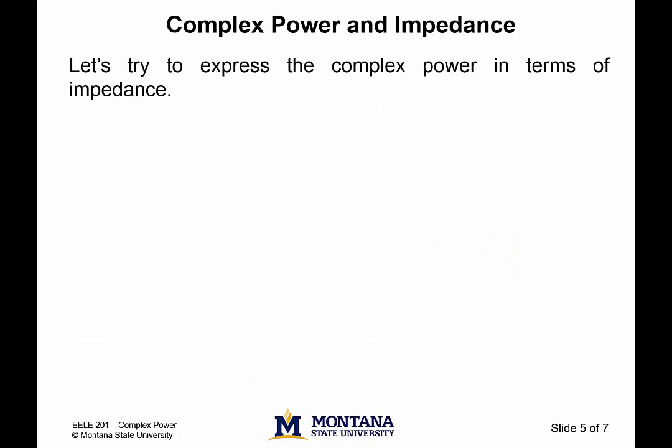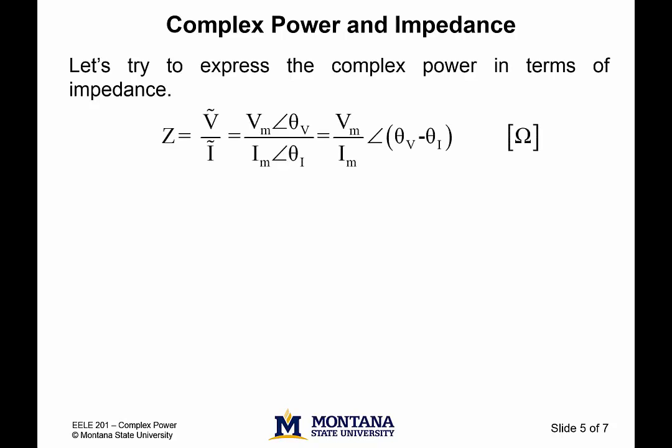It is also helpful to relate complex power to impedance, and we attempt to do this now. Recall that impedance is simply the ratio of the phasor voltage to the phasor current for a given element. Notice how the angle of the impedance is the phase difference between voltage and current. This phase difference shows up in the complex power equations, and so relating complex power and impedance should be straightforward.